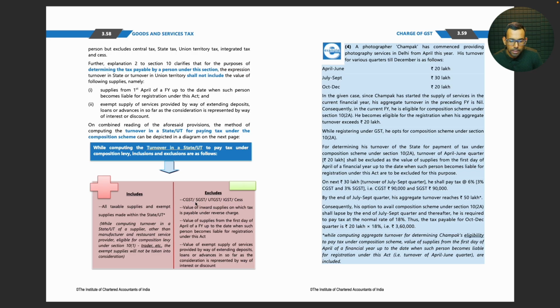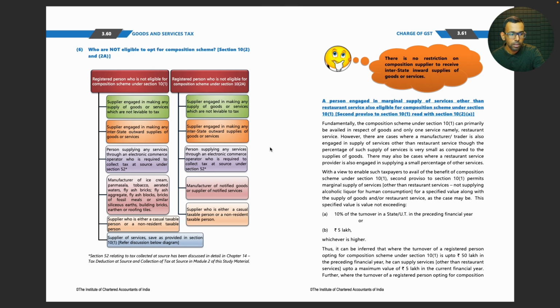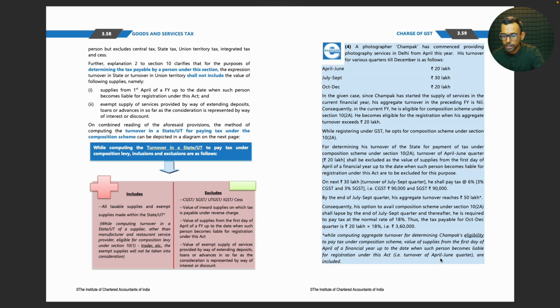Okay, exclusions: CGST, SGST, UTGST, IGST; value of inward supplies on which tax is payable under reverse charge; value of supplies from the first day of April of a financial year up to the date when such person becomes liable for registration under this Act; value of exempt supply of services such as by way of extending deposits, loans or advances insofar as the consideration is interest or discount. Okay, so we will just read this example and we will close for the day.